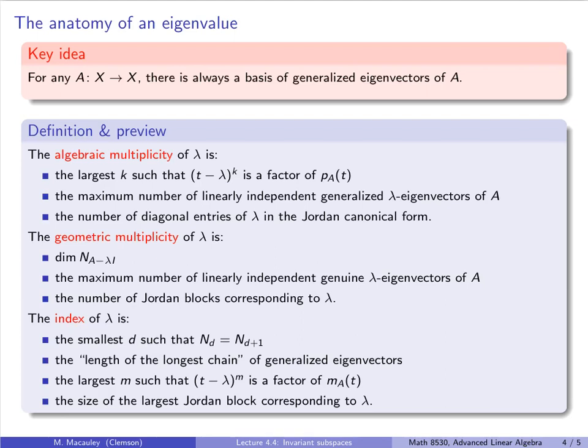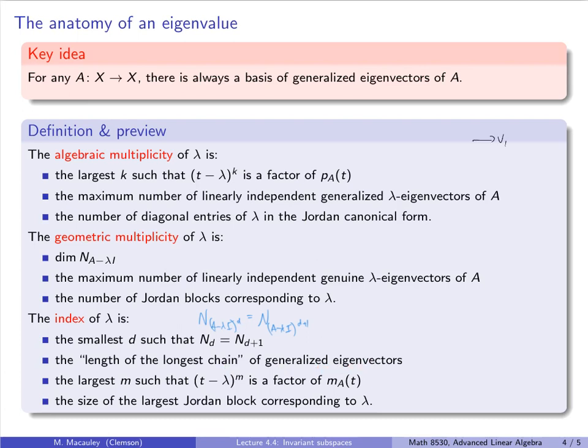Finally, the index of lambda is the smallest d such that N_d equals N_{d+1}. Remember what that means: the null space of (A minus lambda I)^d is equal to the null space of (A minus lambda I)^{d+1}. In terms of our chain picture, that is the length of the longest chain of generalized eigenvectors.